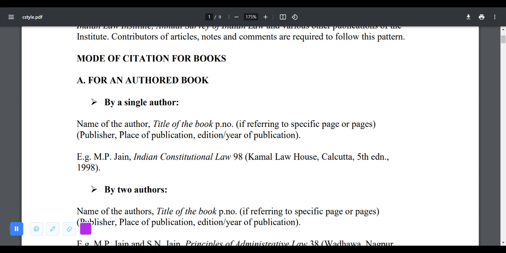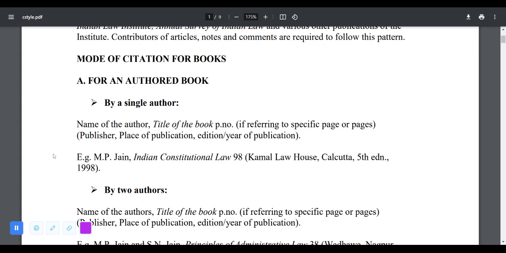Okay, so I'm going to teach right now. Please listen and keep a notebook with you. Write down whatever I'm going to teach. ILI standard citation formats are being taught. Okay.